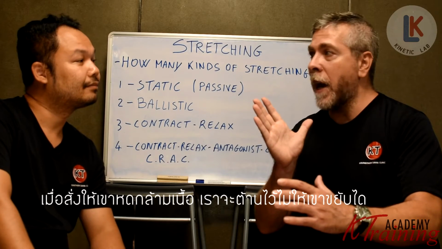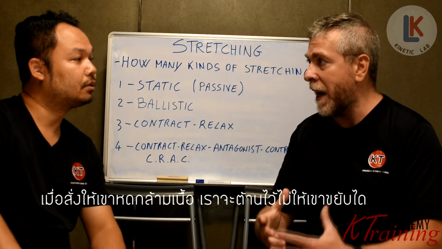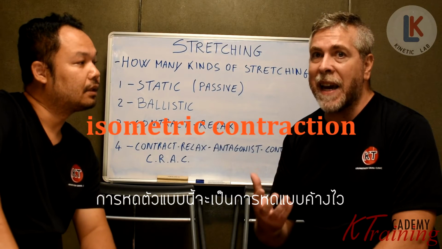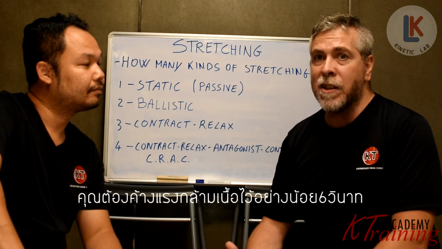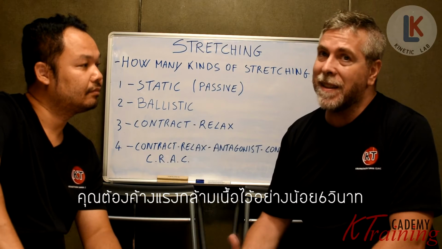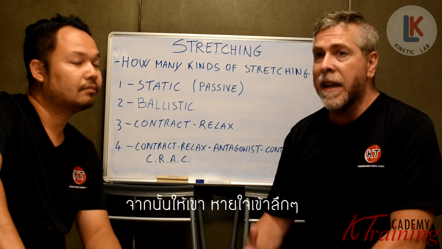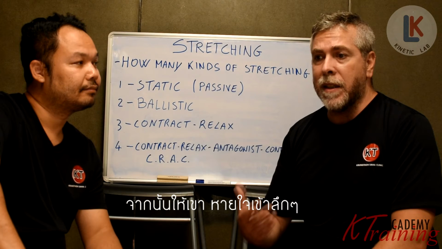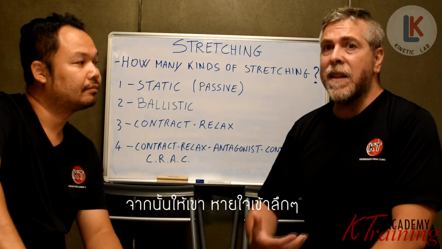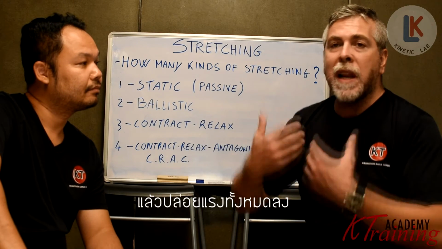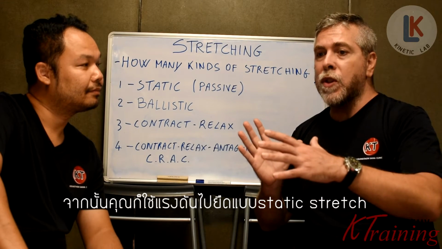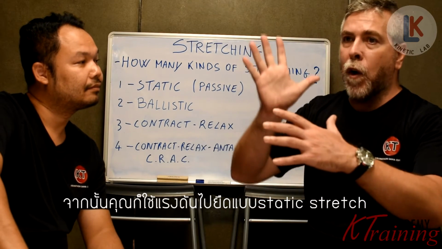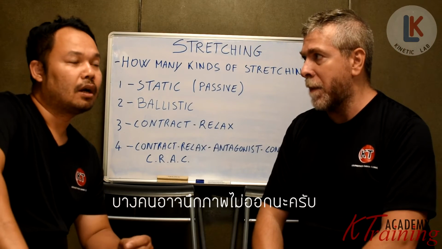You don't allow the muscle to actually contract, so the contraction is kind of an isometric contraction. You hold this isometric contraction for at least 6 seconds. Then you ask your partner to take a deep breath in and let go, to relax completely. And then you use this time to perform a static stretch of the muscle.